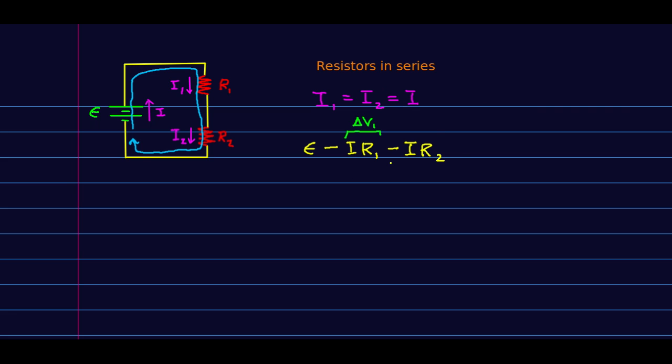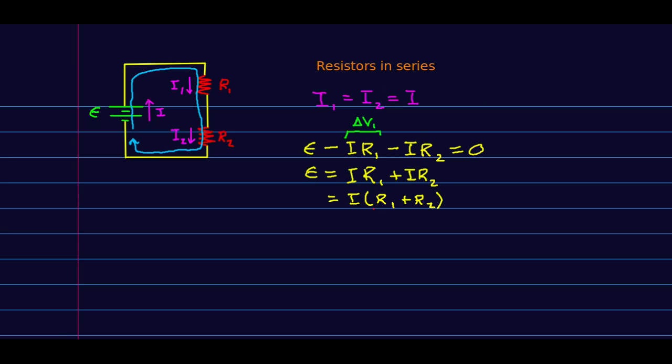And Kirchhoff's loop law says that those all add up to 0 because we have to get back to the potential that we started at. And so if you just solve that for epsilon, it looks like this. And I can rewrite that like this. So what? Why would I rewrite it this way?